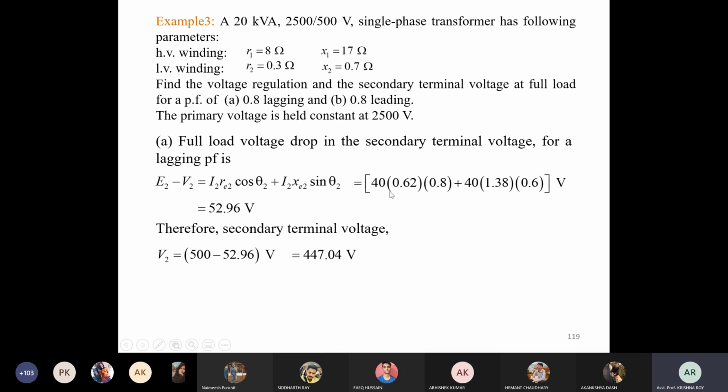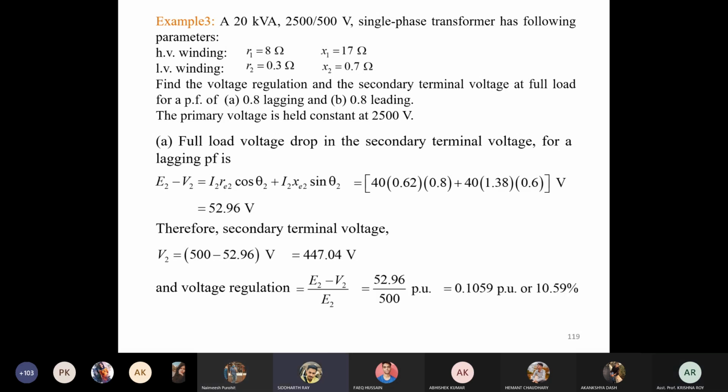Okay, now calculate the voltage regulation E2 minus V2 by E2. This 52.96 divided by 500. So 0.10592. 0.1059 per unit. If you multiply it by 100, you will get percentage voltage regulation. So that is question number A.